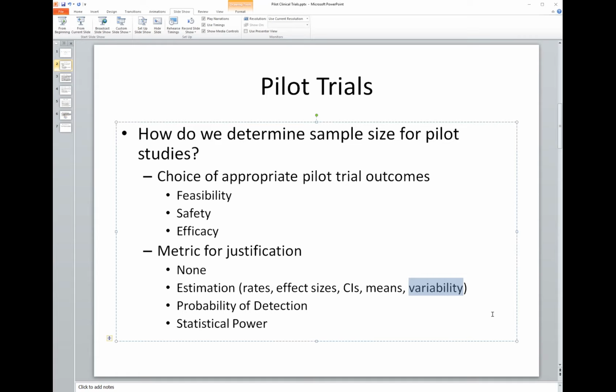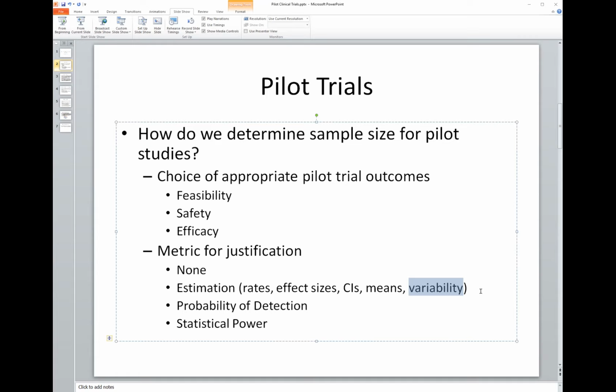And often, even with a modest sample size, we can get a decent estimate of the amount of variability in some of our measures. So even though it doesn't seem like a very exciting thing that we could do, this is actually very useful in being able to estimate.